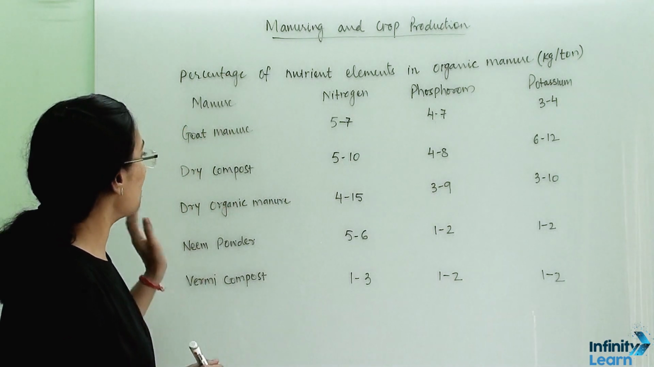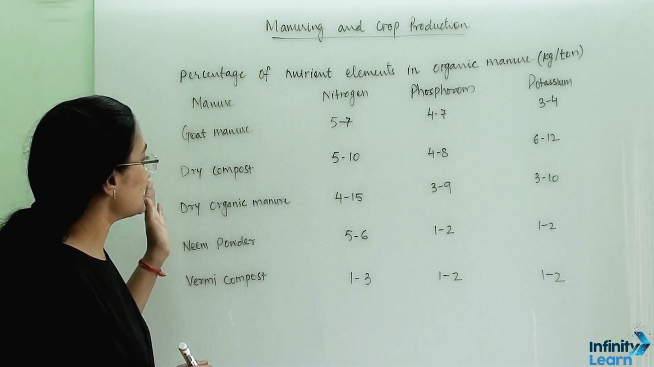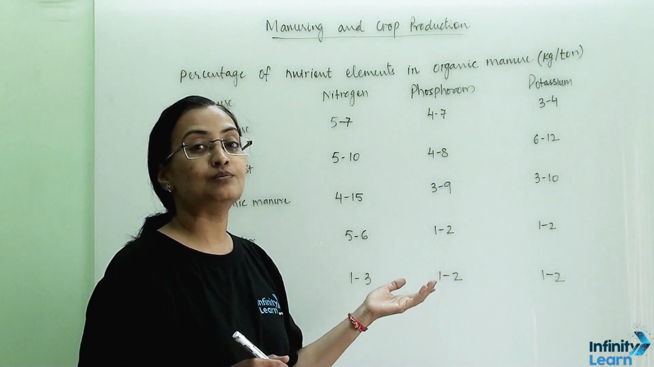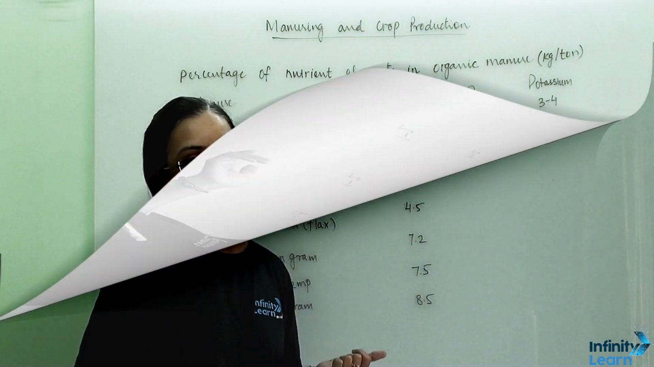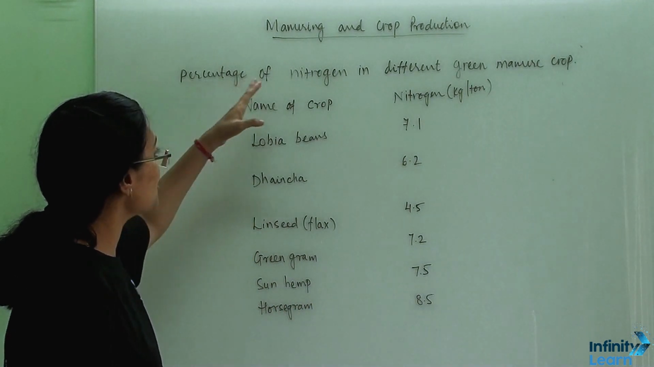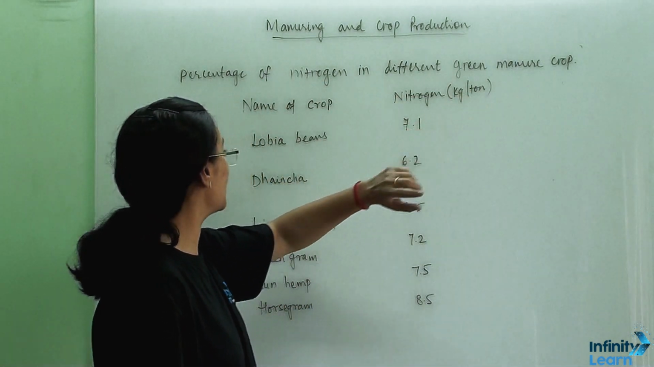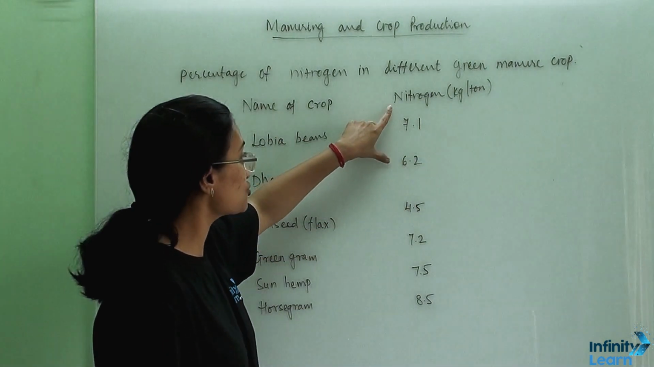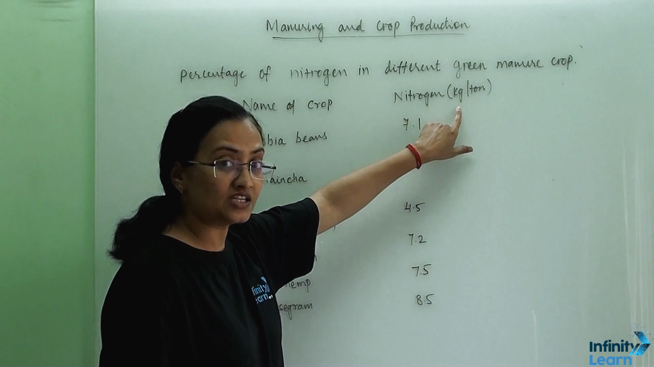So if we compare the data, we can see how fruitful and how beneficial they are for the crop. Now let us discuss some data which will tell us the percentage of nitrogen in different green manure crops. I have listed the names of the crops here, and this shows the nitrogen in kg per ton.